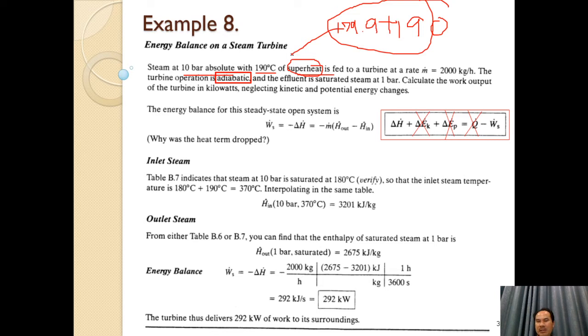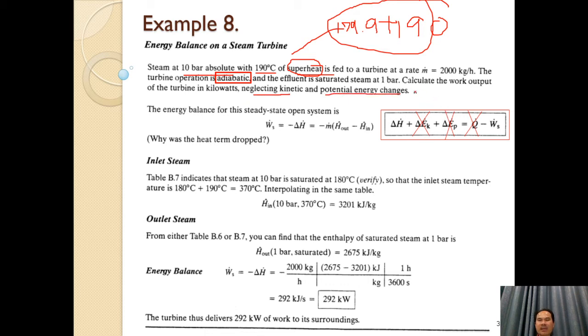For this case, the steam is fed to a turbine at a rate of 2,000 kg per hour. The turbine operates adiabatically, so there is no heat cross between the environment and the system. There is no heat for the system. And the effluent is saturated steam at 1 bar. Calculate the work output of the turbine in kilowatts, neglecting kinetic energy and potential energy.